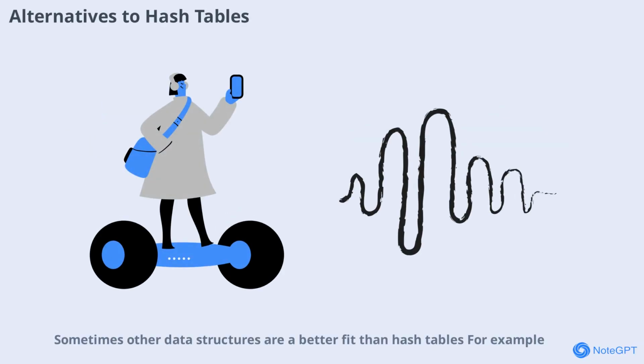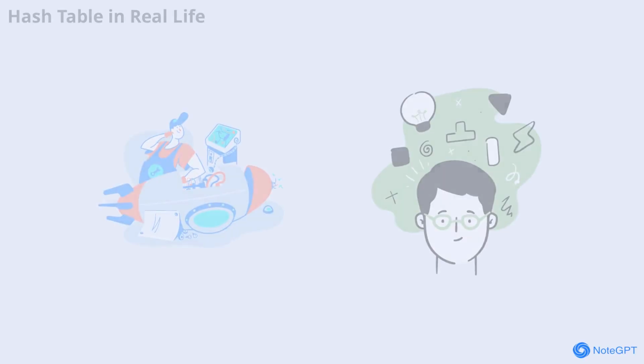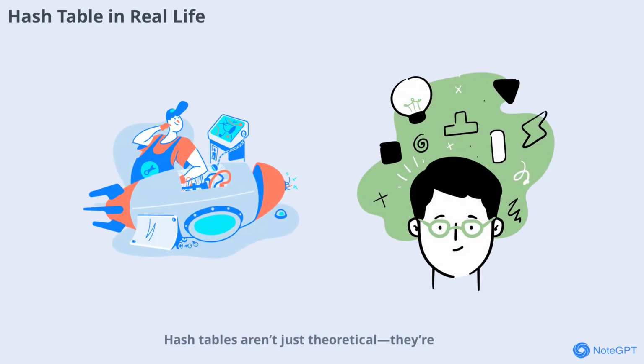Sometimes, other data structures are a better fit than hash tables. For example, if you need to maintain order, a balanced tree like a binary search tree might be better. If you need to store duplicate keys, a multimap could be the answer. Understanding the strengths and weaknesses of different data structures helps you choose the best one for your needs. Hash tables aren't just theoretical, they're used in real-world systems every day.